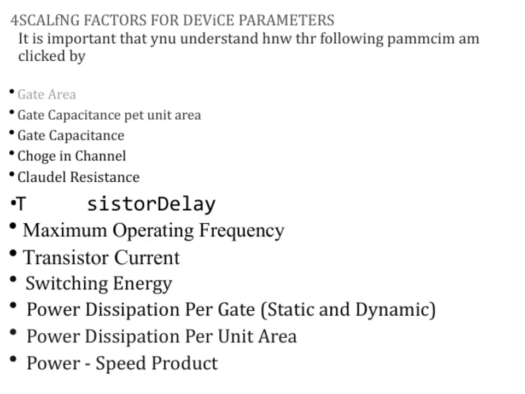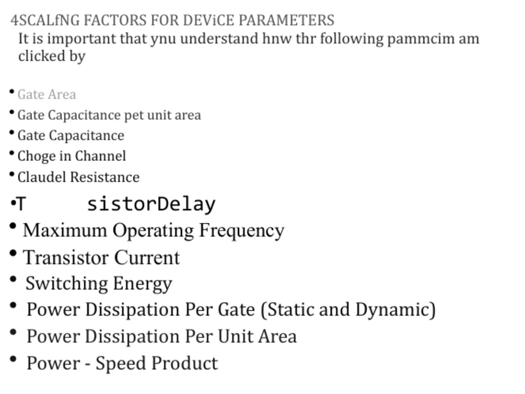Here, we're looking at the key scaling factors for device parameters. Understanding these factors is crucial because they directly influence how a transistor performs as it gets smaller. First, the gate area plays a big role. It affects the gate capacitance per unit area, which in turn impacts the total gate capacitance. This is important because gate capacitance determines how quickly the transistor can switch on and off.